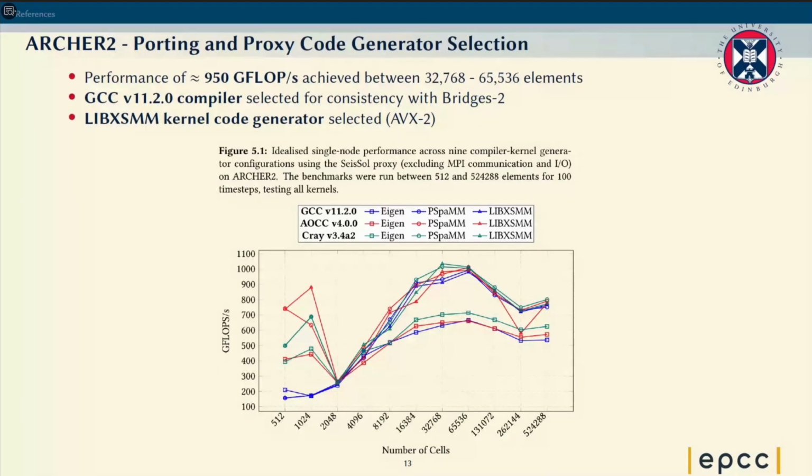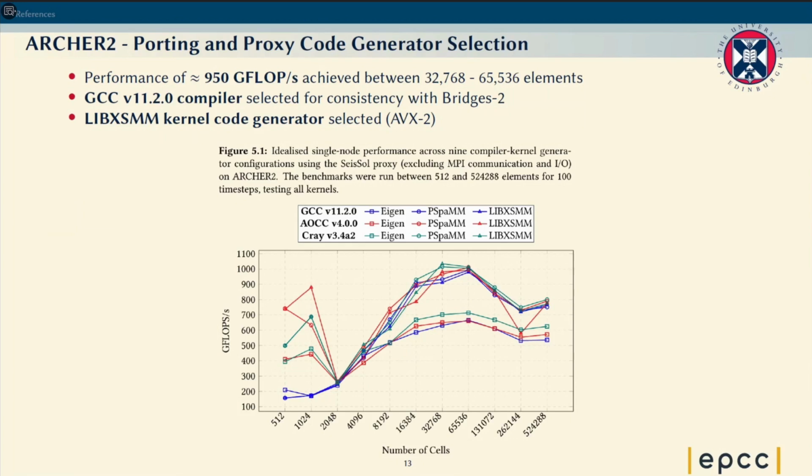Again, using the proxy application and the 3 different programming environments, I found that the highest performance I achieved was with the Cray compiler using libxsmm. I had issues previously on Bridges-2 with libxsmm, so on ARCHER2, I selected libxsmm because it's tailored for the AVX2 instruction sets, which Zen 2 uses. And to ensure consistency with Bridges-2, I selected GCC.